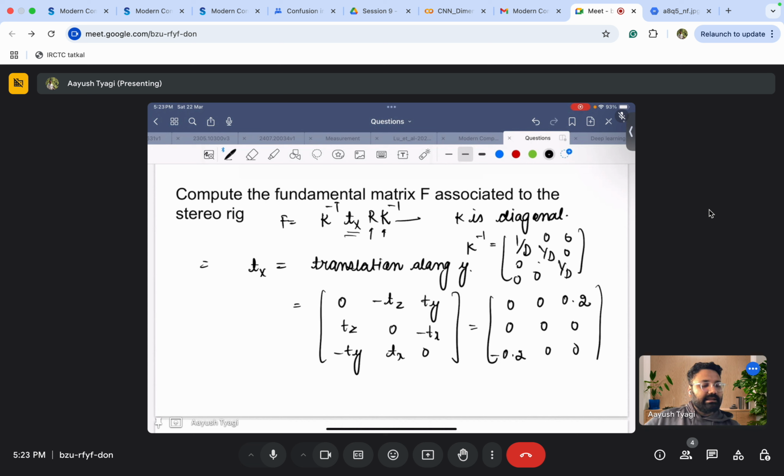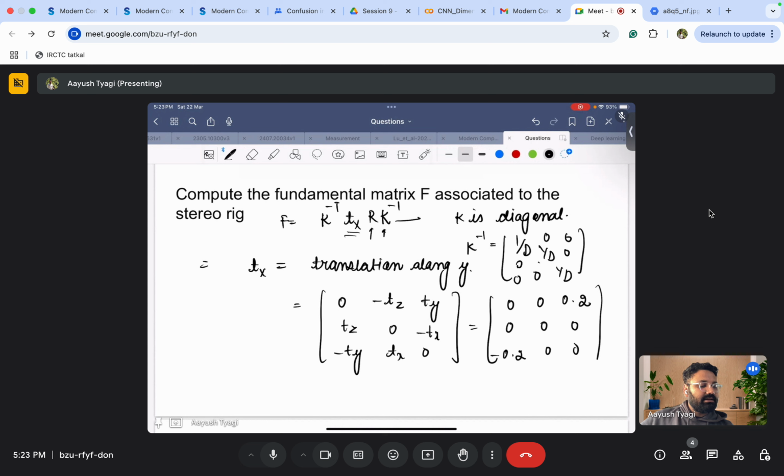K is basically a diagonal matrix. The property of a diagonal matrix is that if you have a matrix K which is d, d, d with everything else 0, the inverse of the diagonal matrix is 1 by d, 1 by d, 1 by d, with everything else 0. This is the property you can use. So K inverse is given by 1 by d, 1 by d, 1 by d.